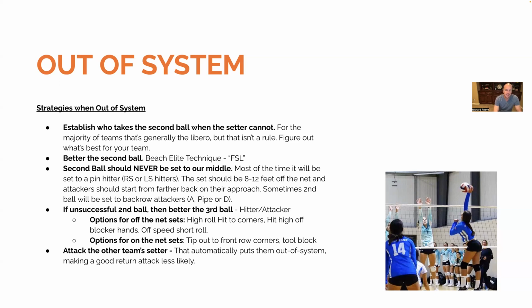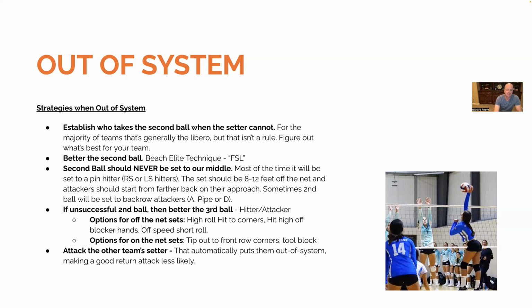The set should be 8 to 12 feet off the net, and attackers should start from farther back on their approach. Sometimes the second ball will be set to back row attackers like an A, pipe, D, or to higher level will be an A, a B, a pipe, a C, or a D. If unsuccessful second ball, then better the third ball. So I just talked about that. The hitter attacker, just better that set.